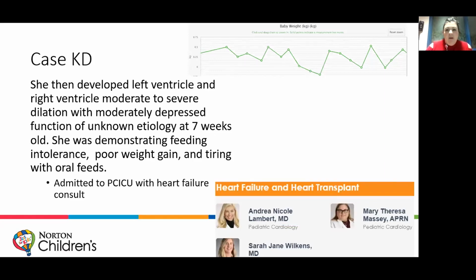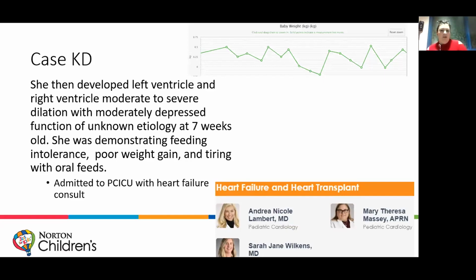So she did well, recovered from that surgery, went home. We were following her in our home monitoring. And at our first visit, it was noticed that she had some decreased function of her right and left ventricle that had really not been there before. And that was right when she was 7 weeks old.